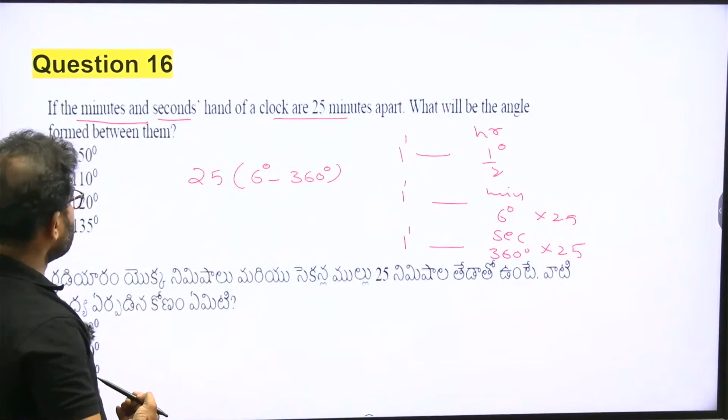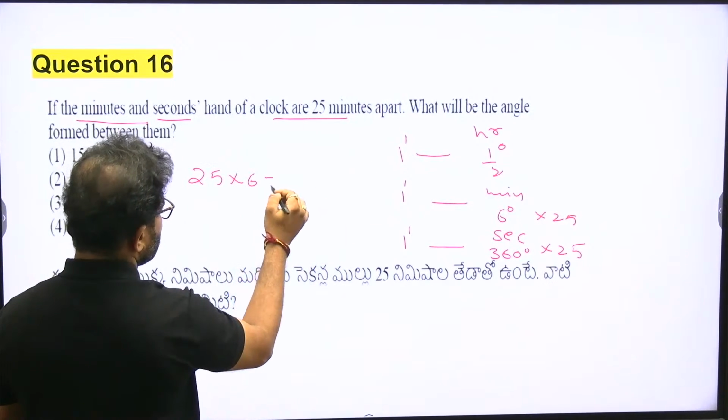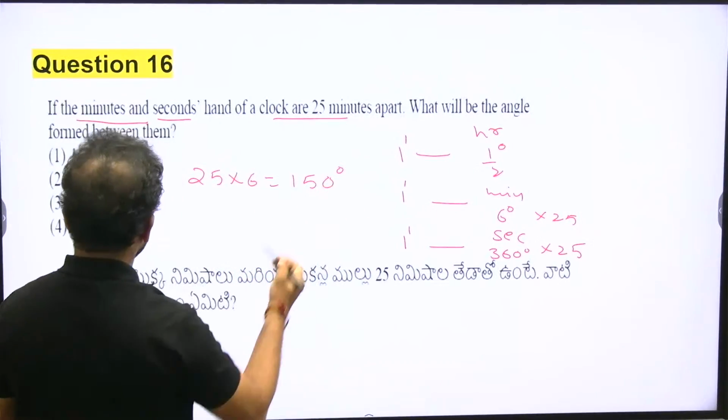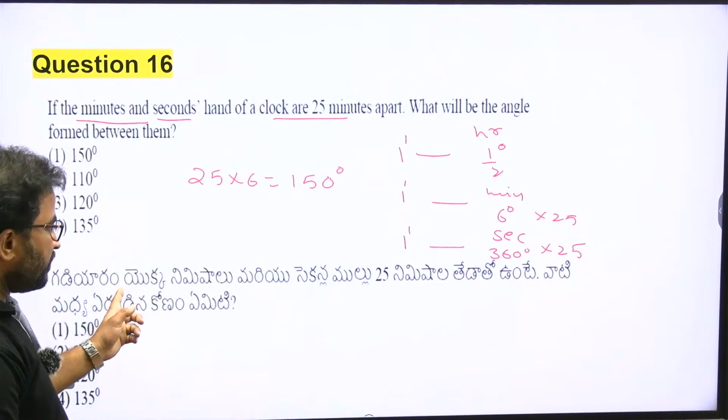So between these two is nothing but the angle we are getting here. For example, if I take 6 degrees, how much do we get? This value is equal to 150 degrees there.